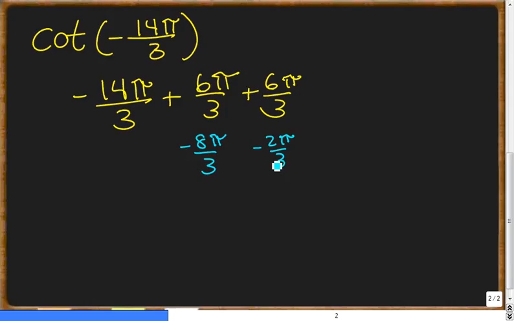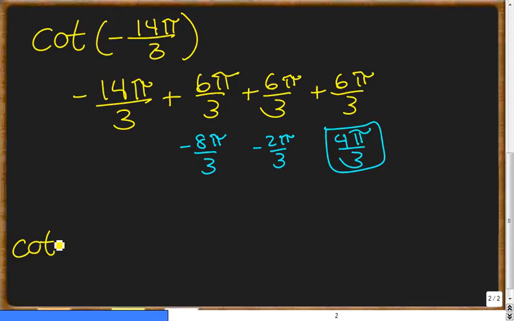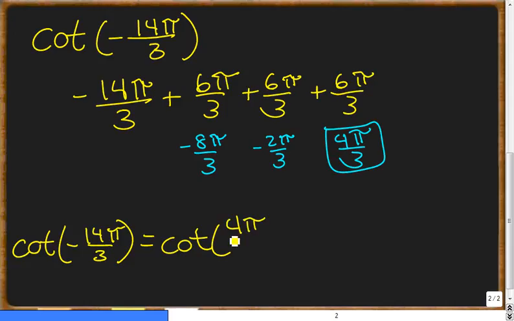I'm going to add again. Again, you could stop there too and figure stuff out, but I'm not. And then you'd see this would be 4 pi over 3. So that's something that I know. So I know here that the cotangent of negative 14 pi over 3 is the same thing as the cotangent of 4 pi over 3.